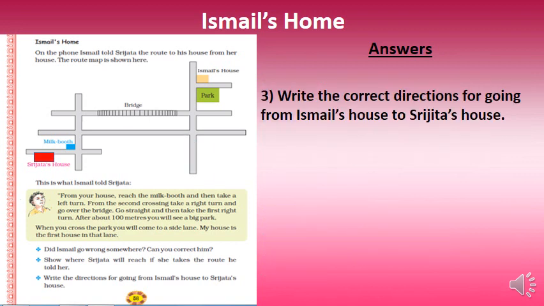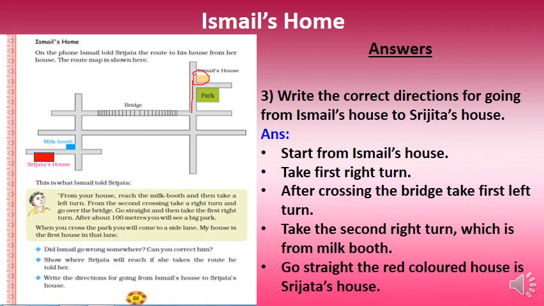Write the correct directions for going from Ismail's house to Srijata's house. Here is Ismail's house. From here we have to start. So take the first right turn. After the bridge, take a left turn. So like this you have to go.